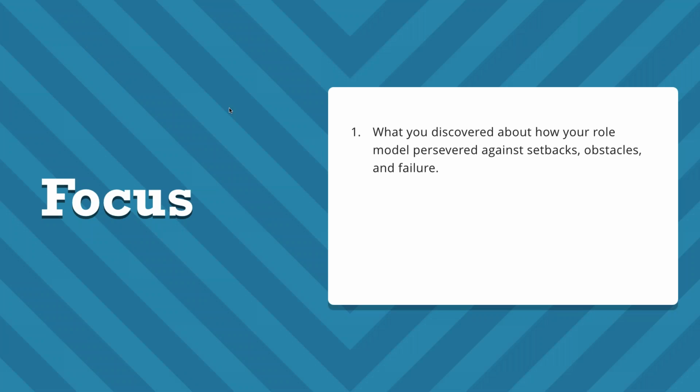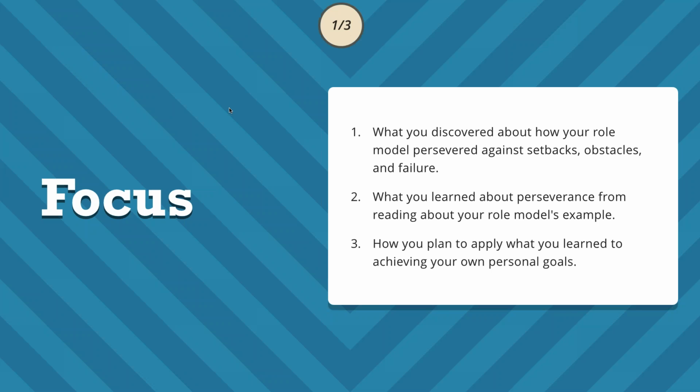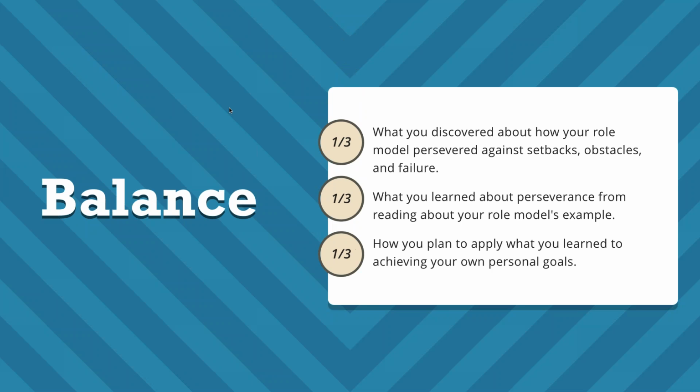So your focus needs to include what you discovered about how your role model persevered, how your role model solved problems, what you learned about perseverance or problem solving from your role model's example, and how you plan to apply what you learned. And you want to keep this fairly balanced, okay? So it's going to be approximately 1/3 each.